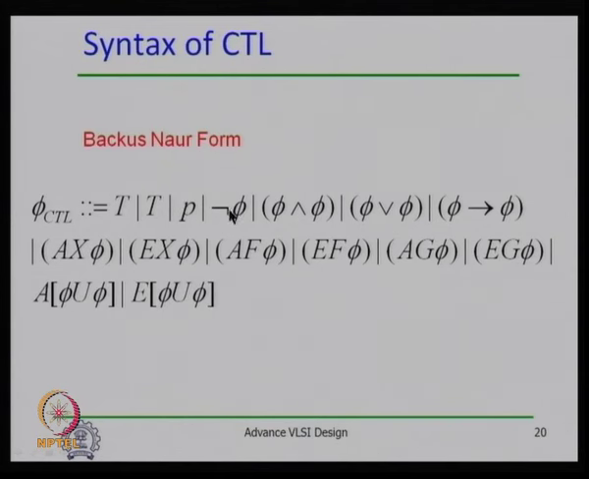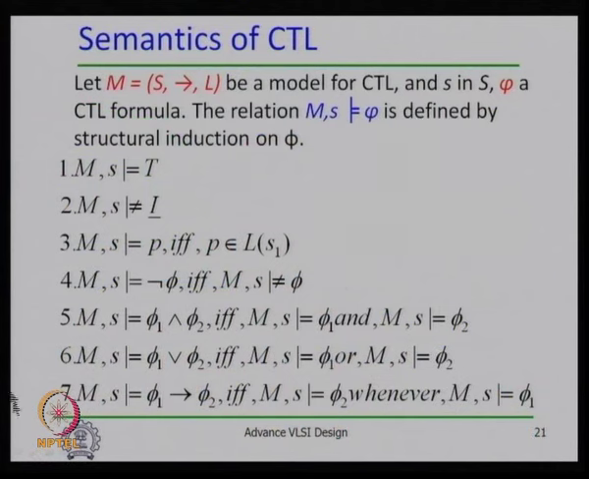A CTL formula can be negation of a formula, it can be conjunction, disjunction, implication, it can be a temporal operator X associated with path modality A, or associated with path modality E, then there can be F, G, and U. Generally, we do not define weak until or release operators for CTL, but you can define them as well, there is no such restriction. As we discussed earlier, we can convert from one formula to another, that means U to W, or U to R, or W to U, or R to U. These formulas are defined in this way.